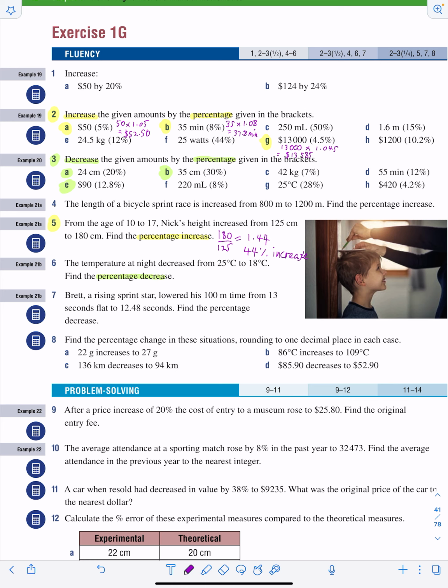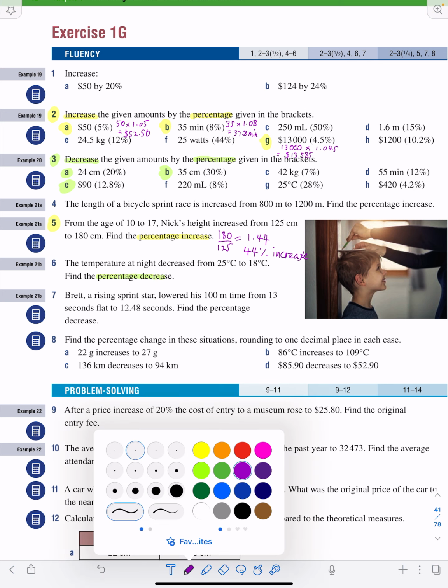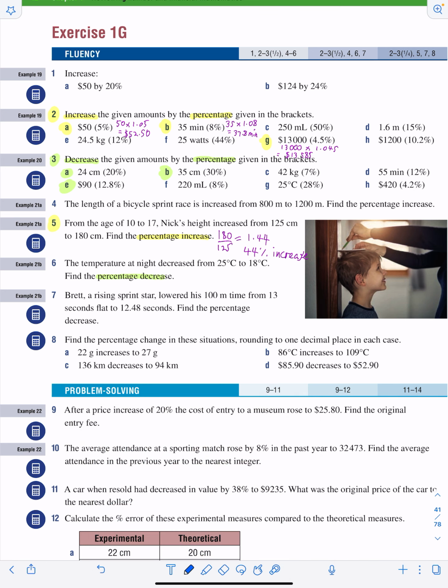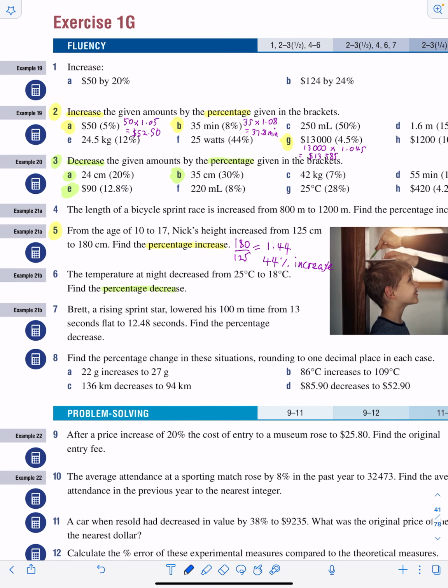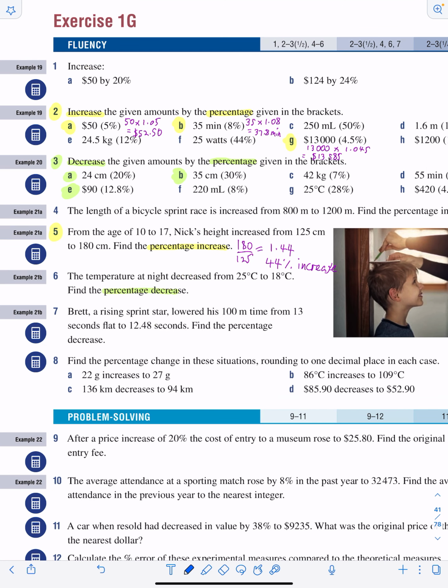Okay, so now we've done some percentage increase. We'll go to percentage decrease. We'll change to blue. For question 3A, we need to decrease 24 centimetres by 20%. So in our calculator, we want to do 24 times, so if it's going to decrease by 20%, it's only going to be 80% of the original amount. So we need to times by 0.8. And 24 times by 0.8 is 19.2. And that's centimetres.